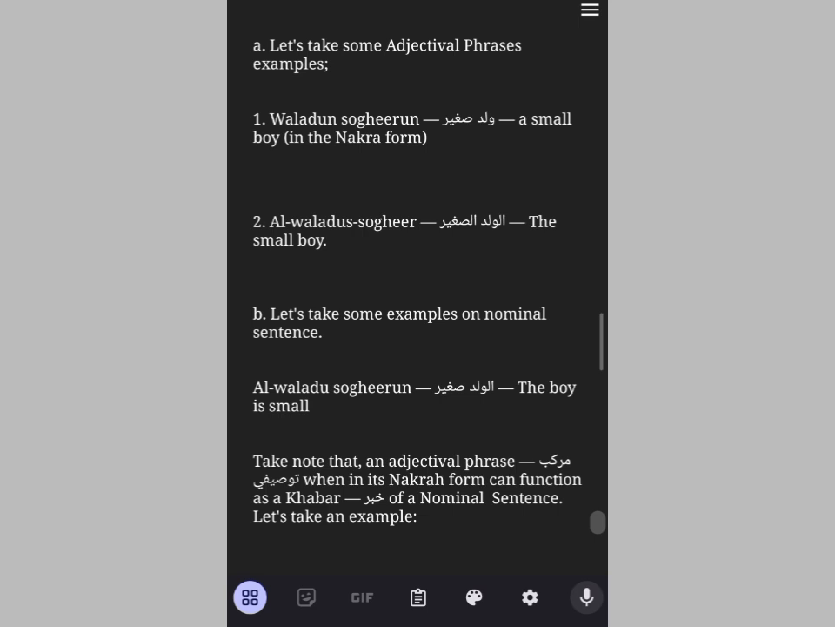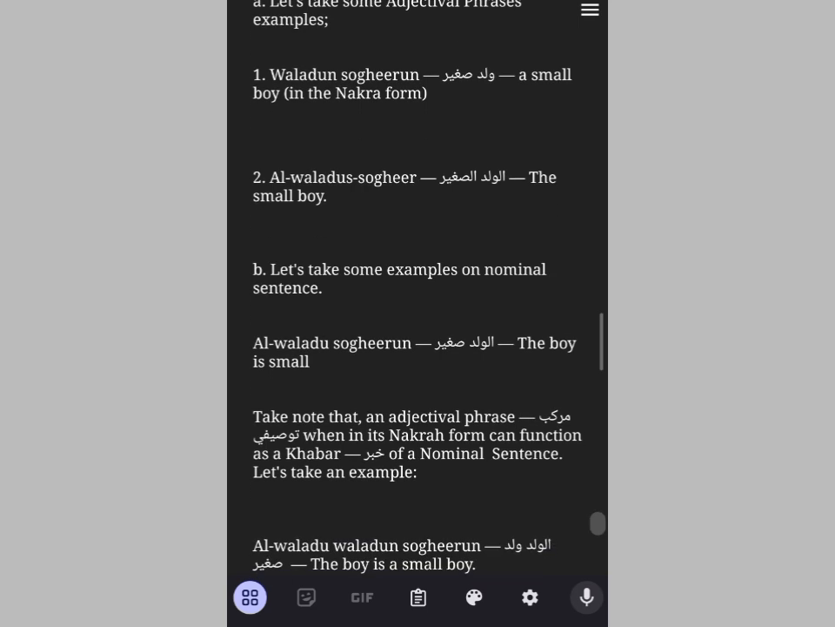Now let's take some examples on nominal sentence for us to see what we're talking about. So if you make one a ma'rifah and the other a nakra, then that's all you have. Al-walad saghir here. The boy is small. Al-walad saghir. The boy is small.